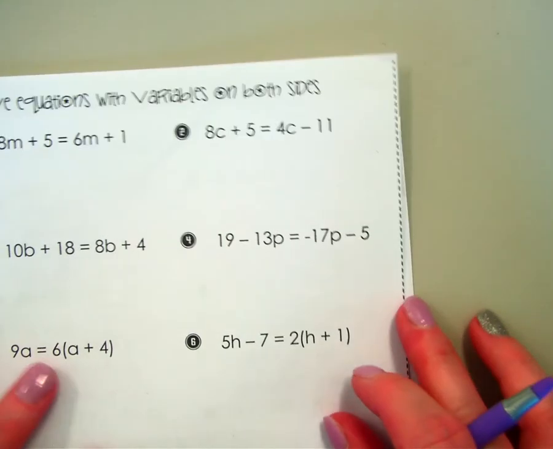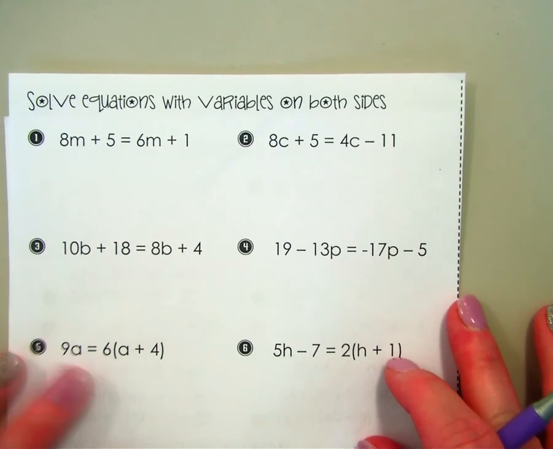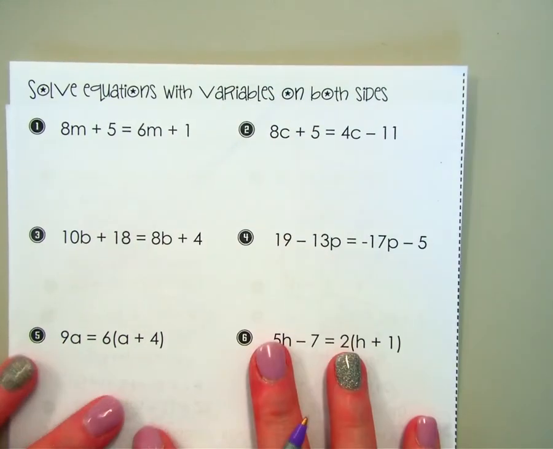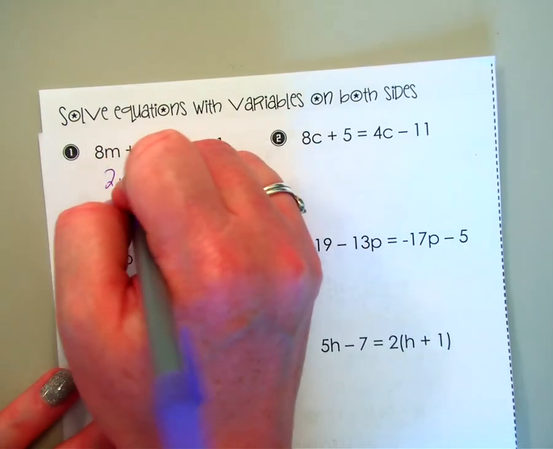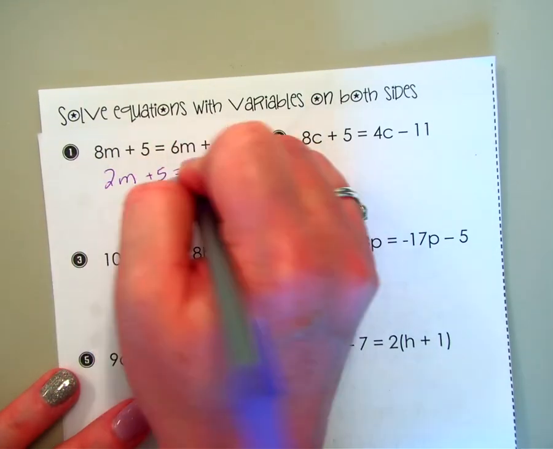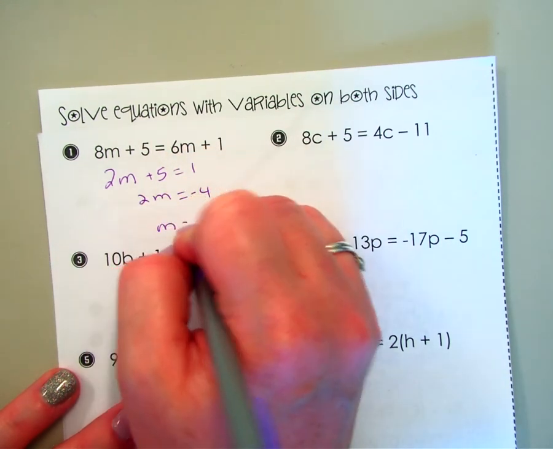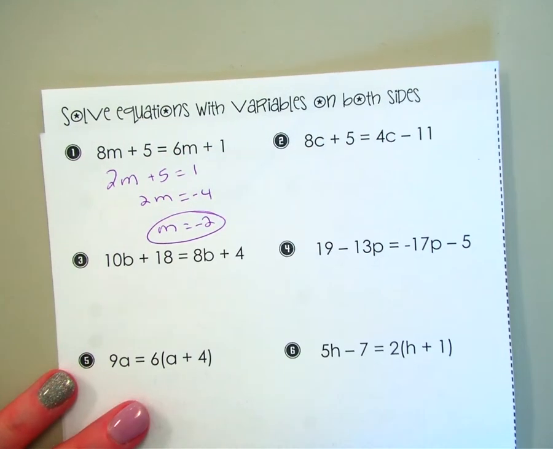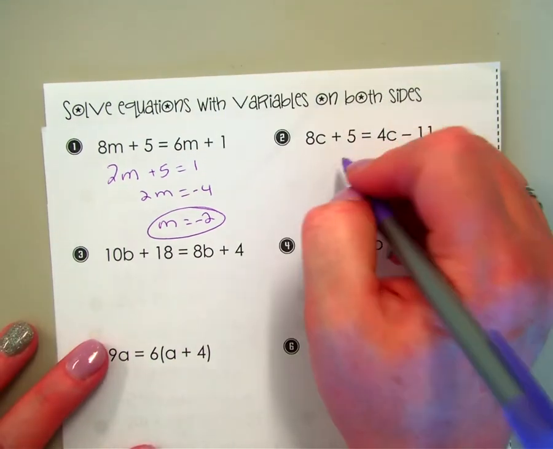Same thing's still going to be true when we have variables on both sides. You want to get the variable on one side and then solve for your variable just like we were doing for all the other ones. So here I would subtract my 6m, subtract my 5, divide by 2. It's all the same processes.